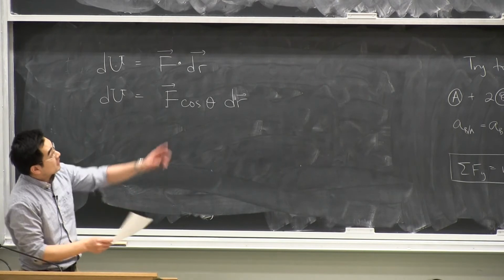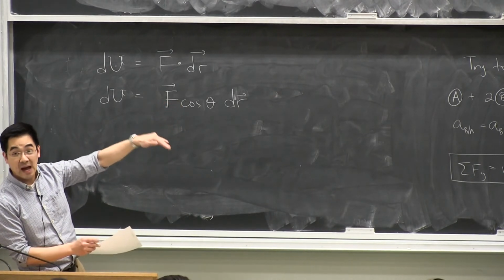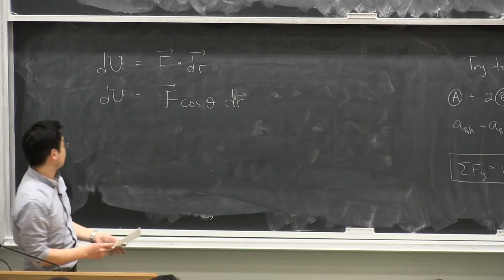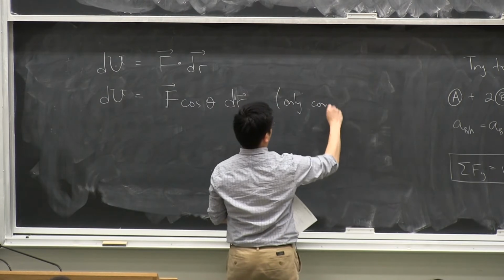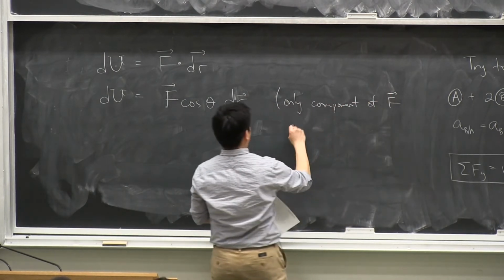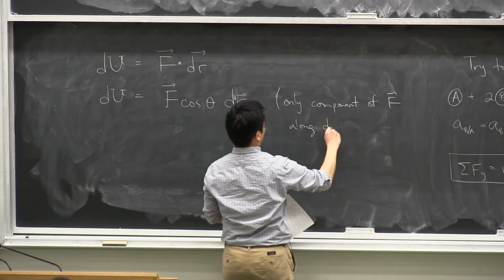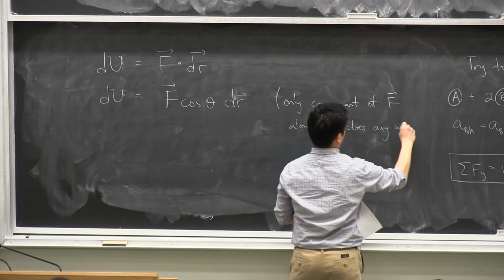Okay, so it means that only the component of F acting along the path does work. Okay? So only the component of F along dr does any work.